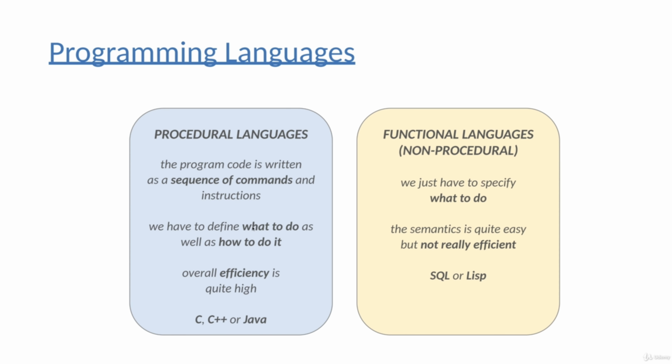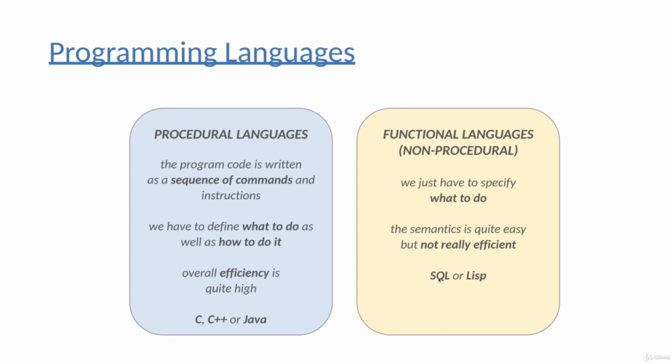We have to define what to do, and it is absolutely crucial that we have to define how to do that given operation. And of course, the overall efficiency of procedural languages is quite high. On the other hand, as far as functional languages, also known as non-procedural languages, are concerned, we just have to specify what to do and we don't have to specify how to do it.